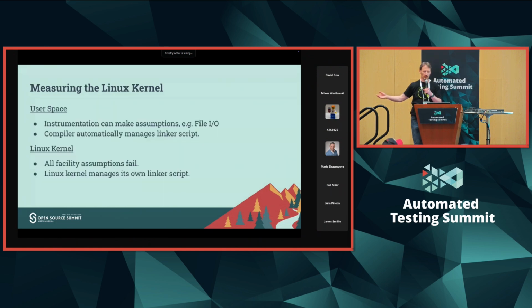But it's not the Linux kernel. In user space, instrumentation can make assumptions. You have file I/O, or however you're going to gather your results, and the compiler manages your linker script. Obviously, the Linux kernel, there's no file system for you to write to, right? And the Linux kernel has its own linker script, so you have to put all that stuff in there.